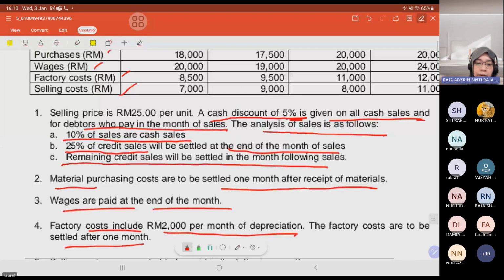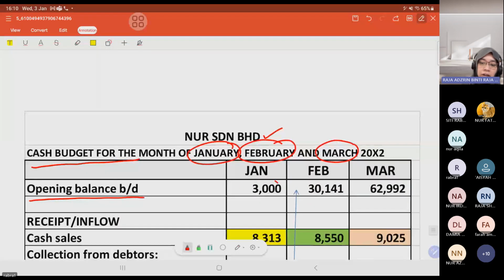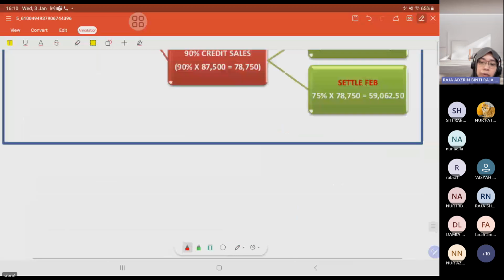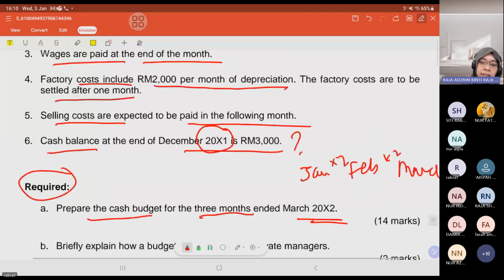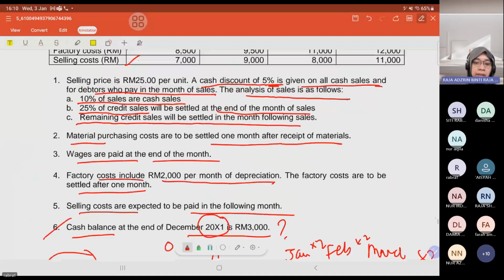Okay, so you will have here your opening balance. So you start off with the 3,000. So where do you get the 3,000 from the question? This one, cash balance. Sometimes you will have a negative figure if let's say you have an overdraft. If you have an overdraft, means you ada hutang, so that will be a negative figure as your opening cash balance. All right. So next one, you look at your sales.